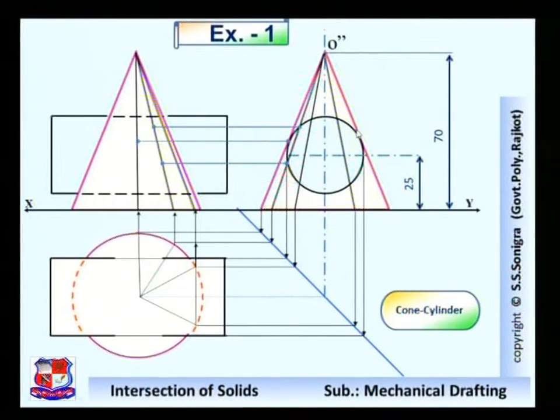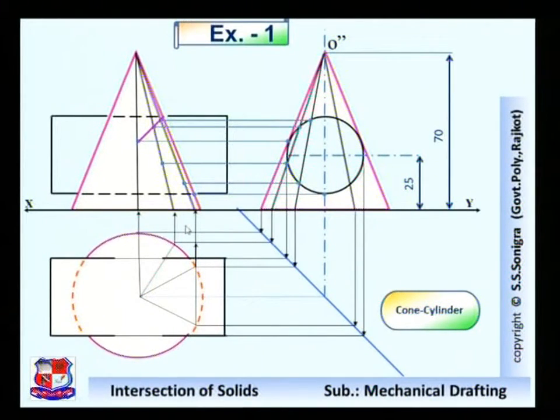Similarly, more points are to be found from here. From this point, draw a horizontal line. It will cut this generator over here. From this point, draw a horizontal line. That will cut this generator over here. So these are the points. Similarly, the end point, this one, it would be here, and join all these points with a smooth curve.